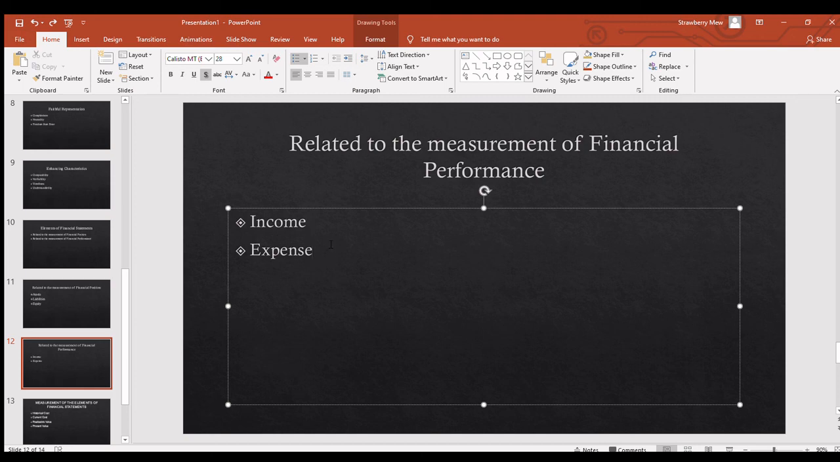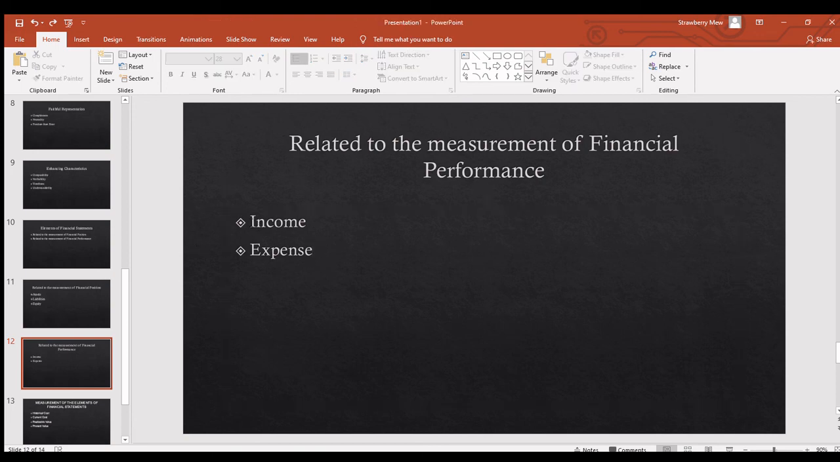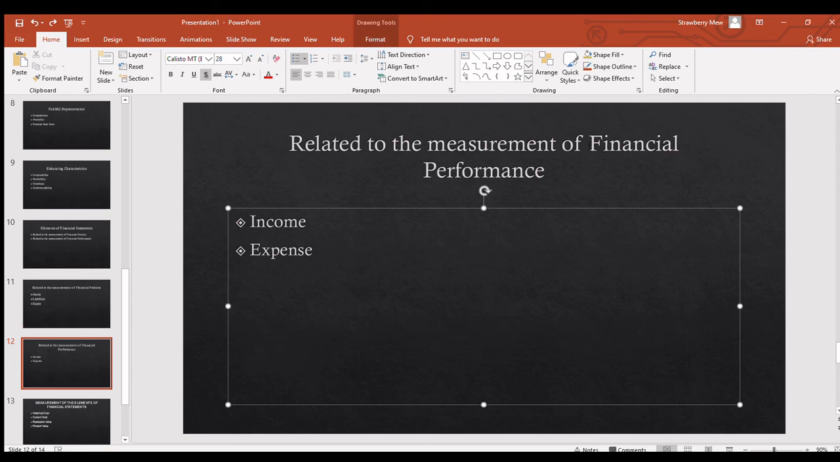Yung mga expenses naman, ito yung mga gastos ng business, right? So, an example is salaries expense, yung mga binayaran natin for the salaries ng employees. Another example is yung mga expenses for the electricity bill, water bill, yung mga telephone bills, though these are also called the utility bills. Okay? So, these are the elements that measure the financial performance. Okay?